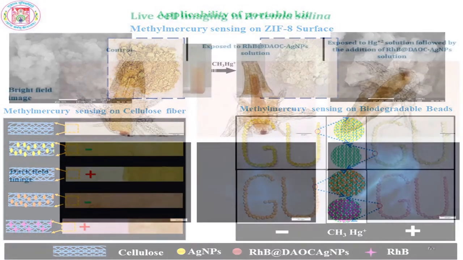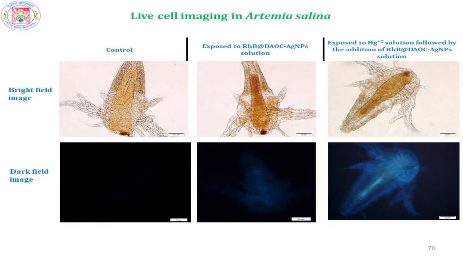And we have done it for live examples as well. This is live cell imaging in Artemia salina. The work has been carried out by the zoology department, and we could convince ourselves that when we add methyl mercury, its fluorescence intensity is captured in the dark field.